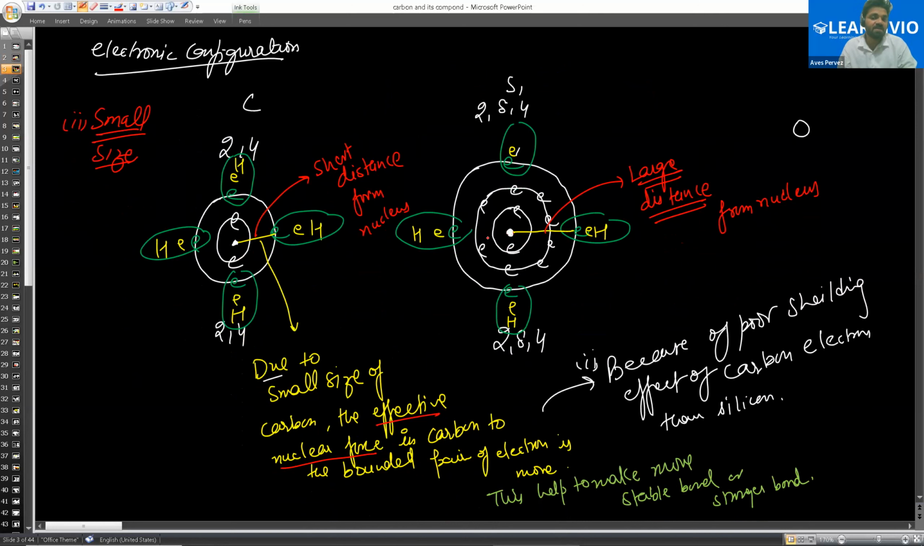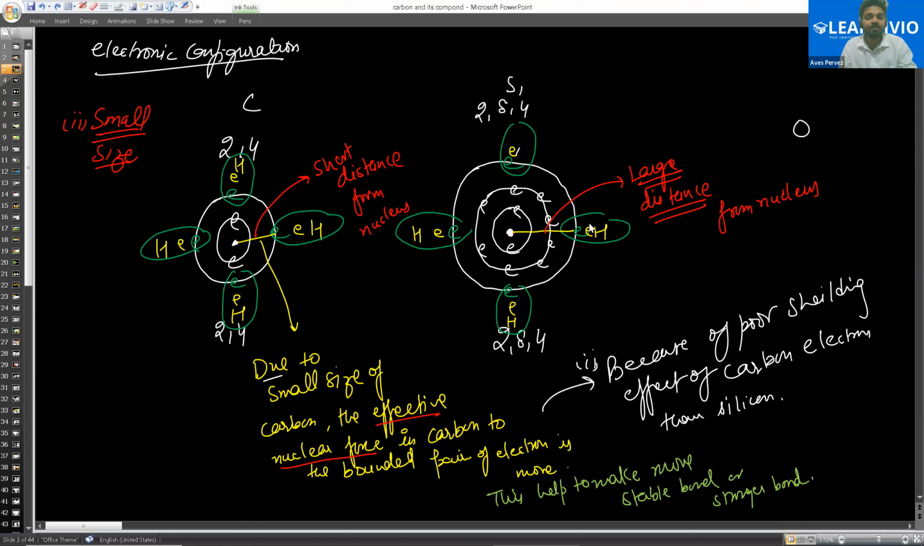If I'm having this one, this is the silicon atom and this is the carbon atom. If you see, because of the small size, the outermost shell's electrons are nearer to the nucleus. The nucleus is positively charged and it has the responsibility to hold the electrons, which are negatively charged. If the nucleus is nearer to the bonded pair of electrons, then the force will be stronger, so the bond will be stable.